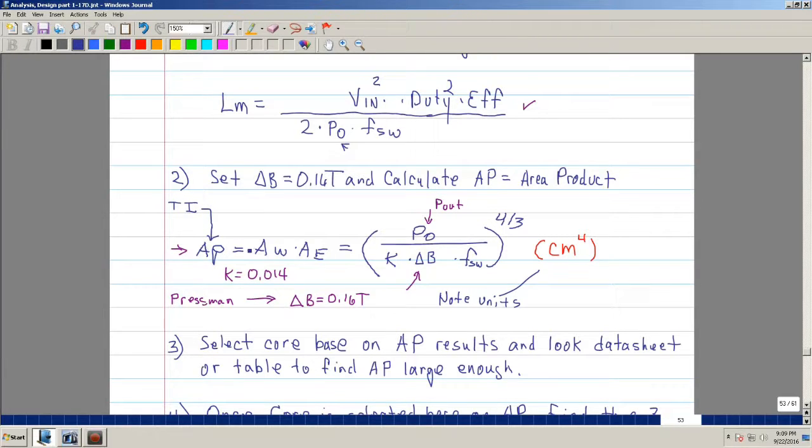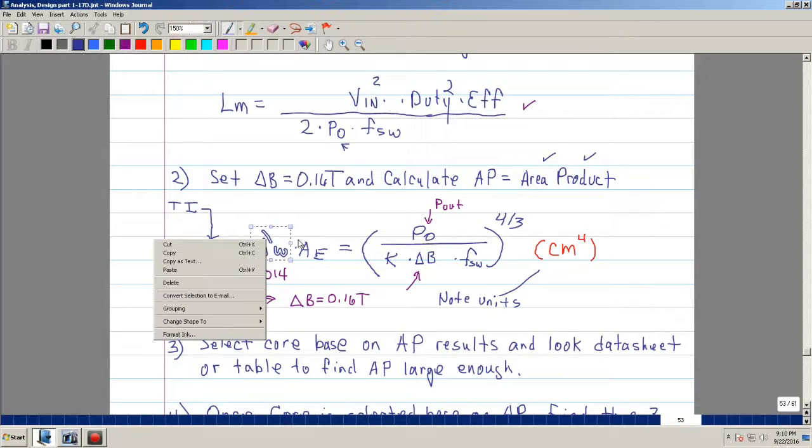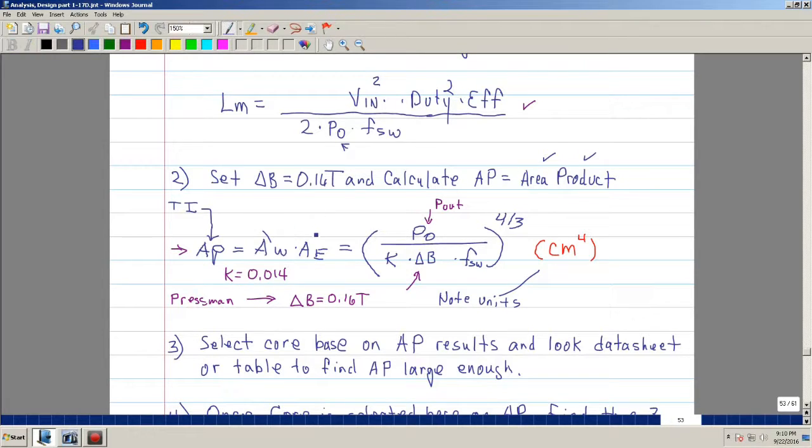Basically AP is called the area product. Why? Well, they take the winding area and the effective area of your core and multiply them. Since they're areas, they're squared, typically cm squared. When you multiply them, you end up with cm to the fourth. So this is the equation that you use.